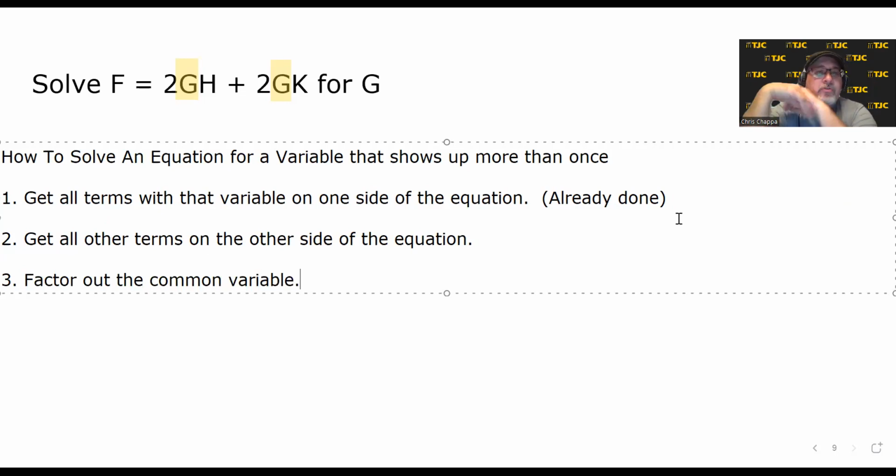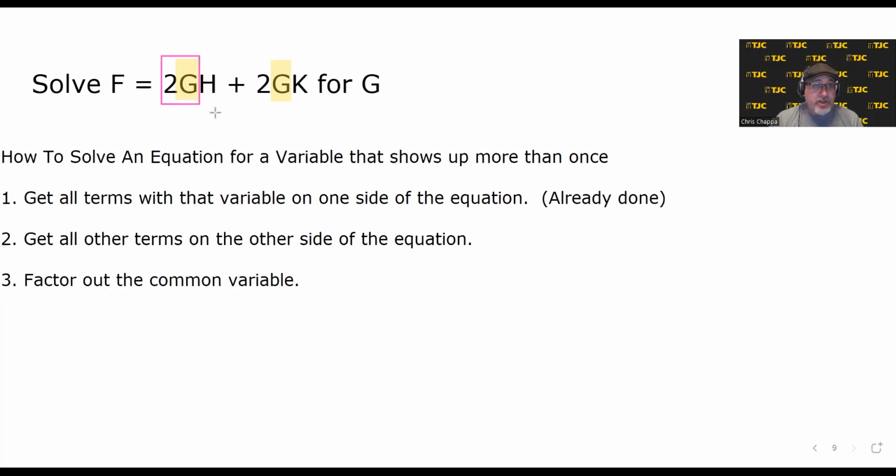If you'll notice on the right side of this equation, both the 2GH and the 2GK have a G in common. So we can factor out the G as a common factor. That's not the greatest common factor because there's also a 2 in common, but I'm solving for the G, so the G is the only thing that I want to factor out.